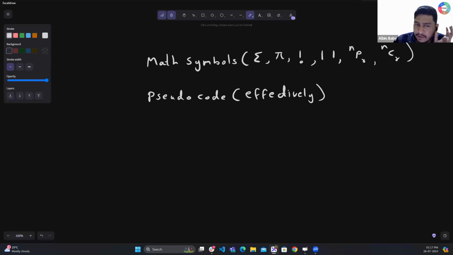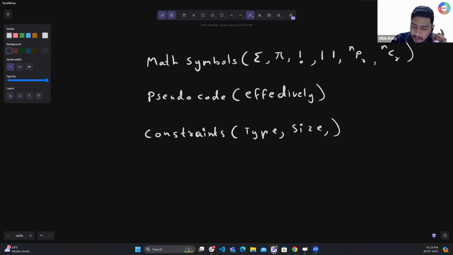We just saw a basic overview of all of this. These are important things that you should know in programming. That was the session about. Then we learned about constraints, basically different types of constraints: type constraints, size constraints, performance constraints, range constraints. Different types of constraints.